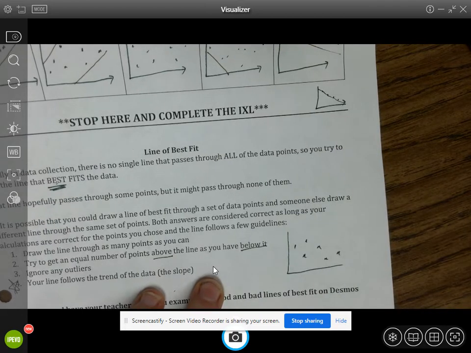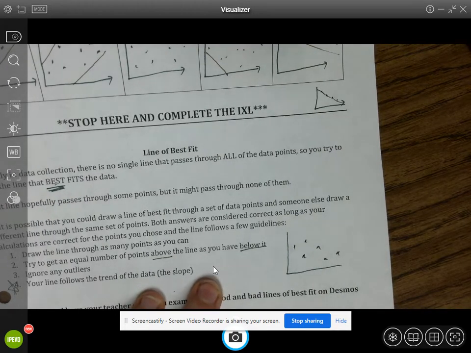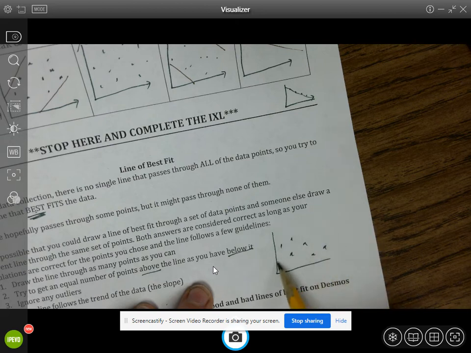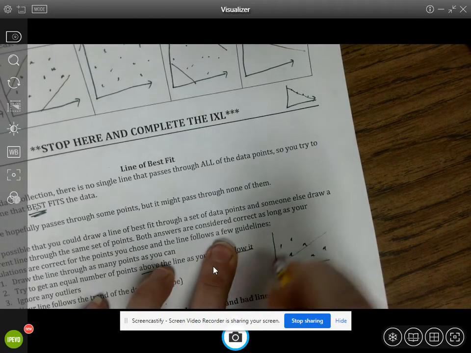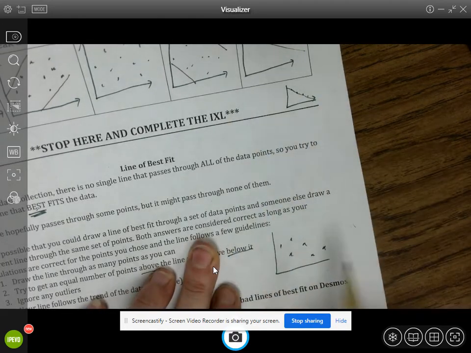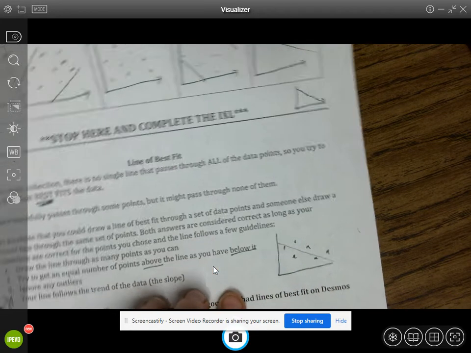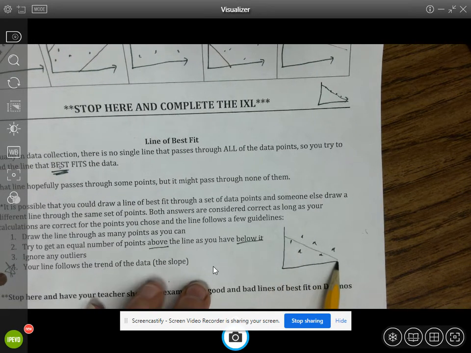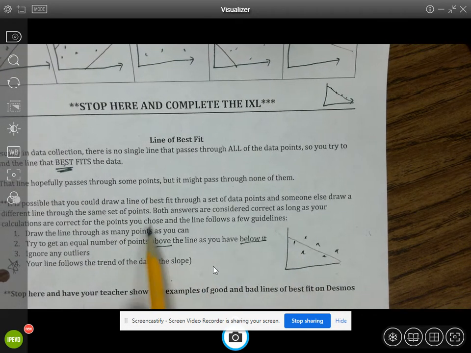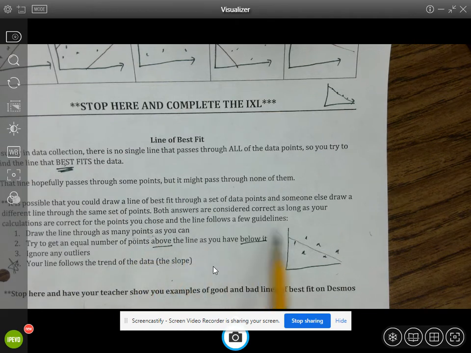If you have data like this, and you draw a line like this, that makes no sense. It is not following your slope. A good line of best fit would be something similar to this. Now, notice how none of my points are on my line. That's okay. Your goal is to try to get some if you can, but sometimes you can't. You want to have about the same number of points above as you have below.